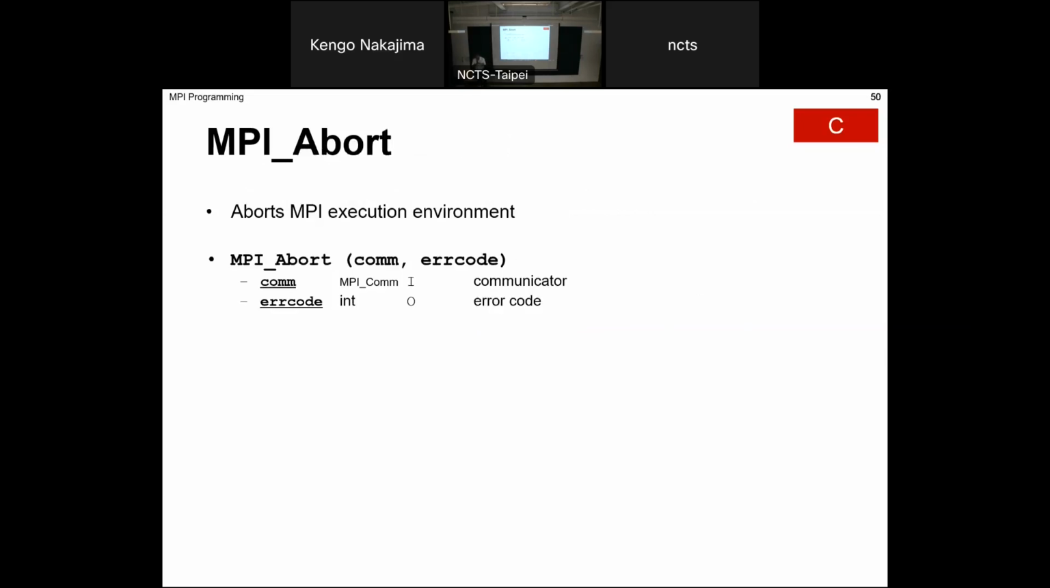Okay, so I'll show you another function, which generally we don't use a lot. MPI_Abort aborts the MPI execution environment, and you can specify the communicator and error code. Usually we don't use this, but if you want to do some debugging, we use MPI_Abort.